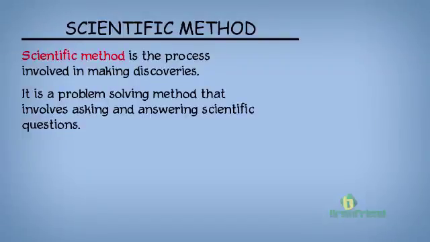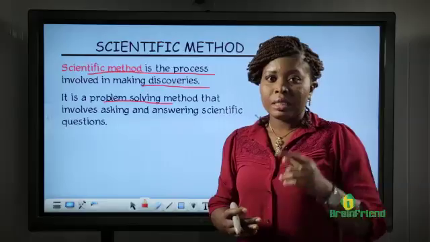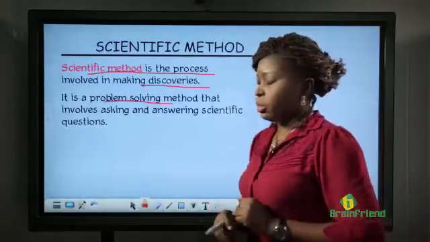Now, there is a method known as the scientific method. This method is used by scientists when they want to give solutions to problems or when they want to make new discoveries. Scientific method is therefore the process involved in making discoveries. It is also a problem-solving method that involves asking and answering scientific questions. There are steps involved in this method.